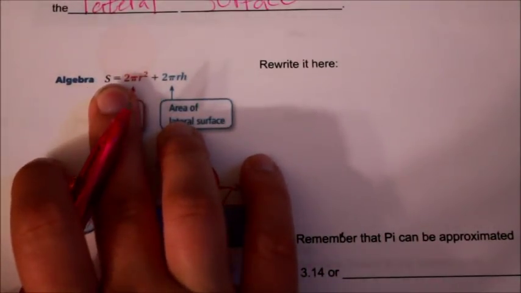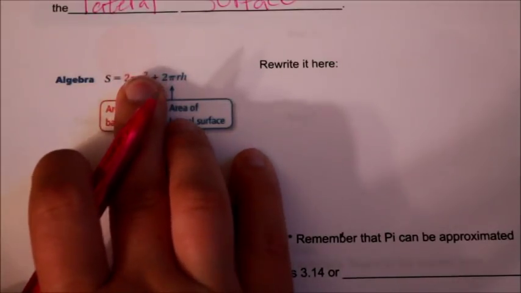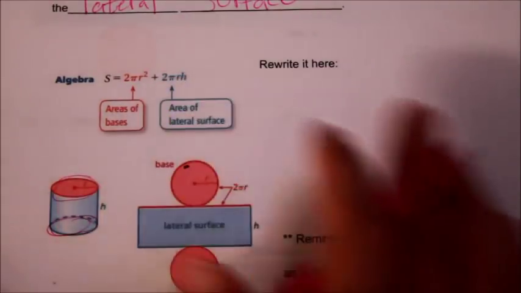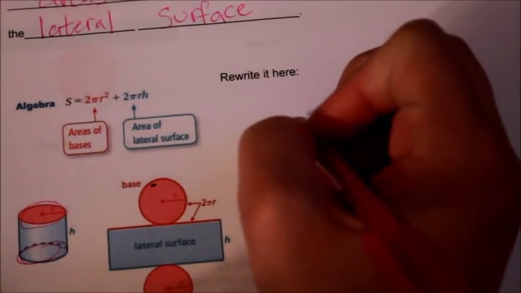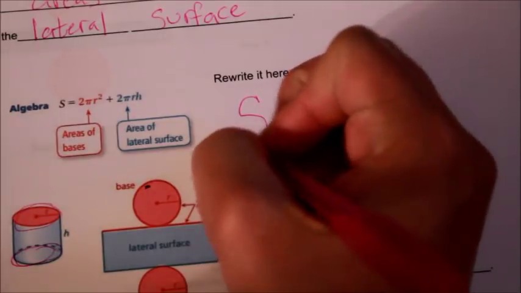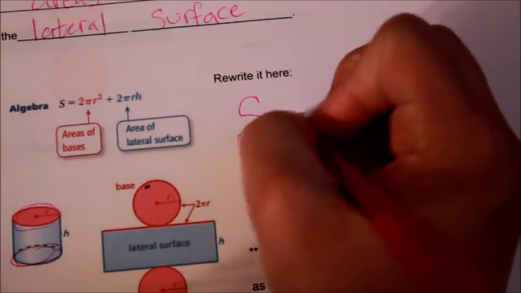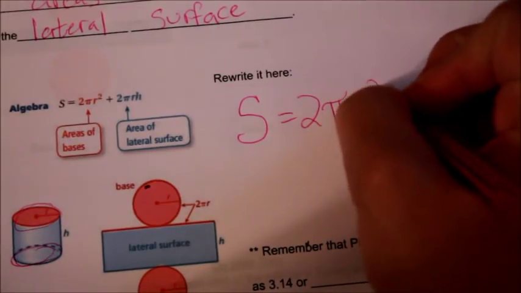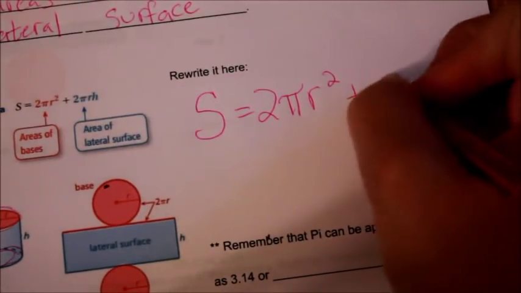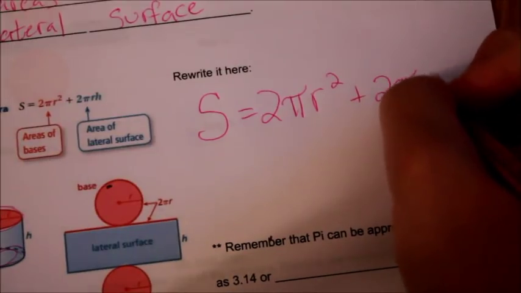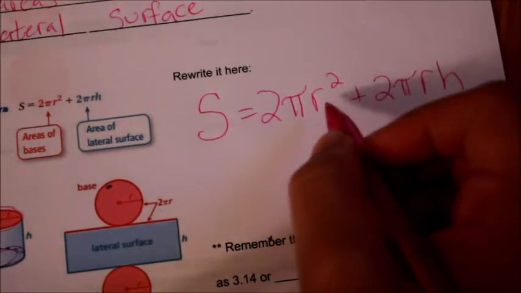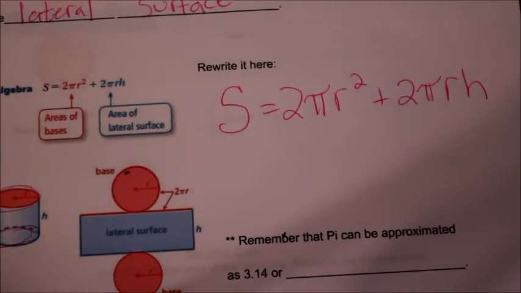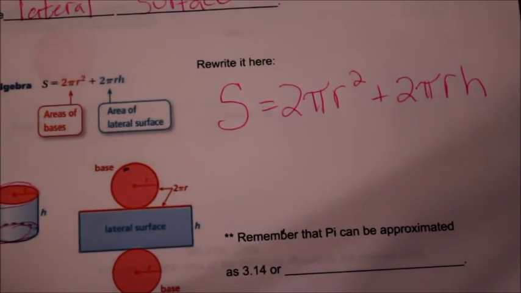Our algebraic equation is S equals 2 pi r squared plus 2 pi r h. All I want you to do is rewrite it over here so that we can get in the habit of writing it down. So 2 pi r squared plus 2 pi r h. Remember, r is the radius. That is only halfway across the circle. H is going to be the height of the cylinder.